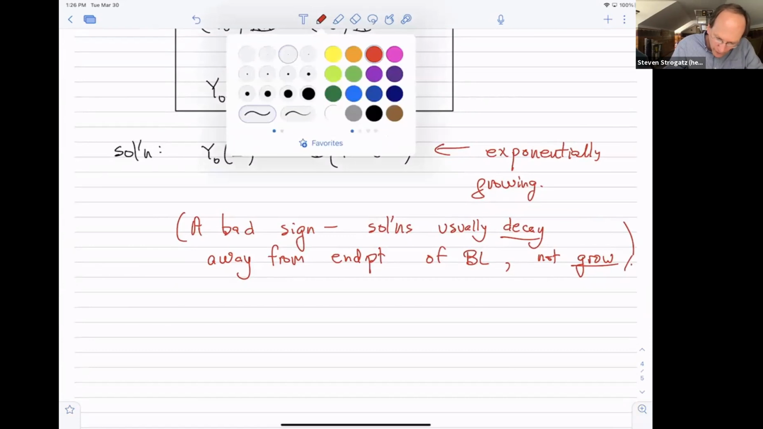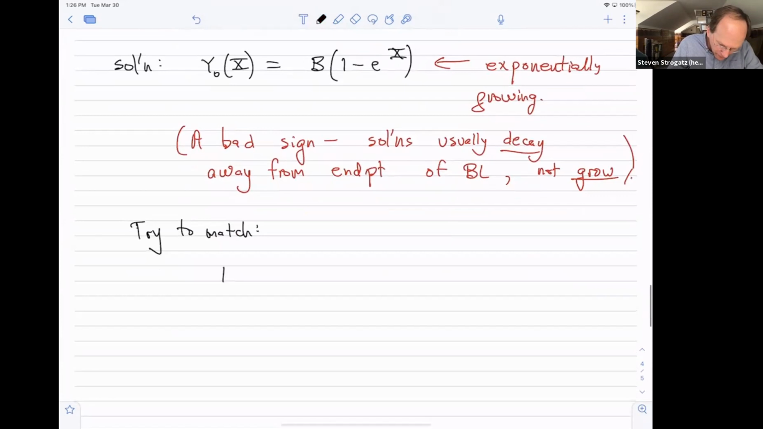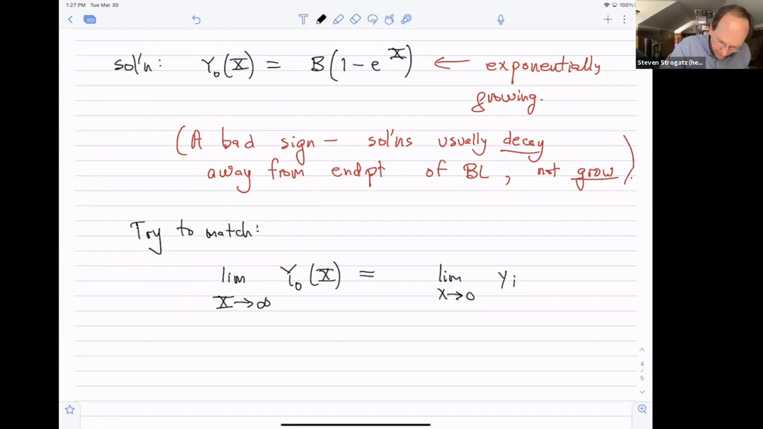If we try to match, watch what happens. Well, so what is the matching condition? We're supposed to look at the limit as big X goes to infinity, as we go far out to the outermost reaches of the layer, of Y0 of X. This is the primitive matching at 0th order. We would think this should be the limit as little x goes to 0 of the outer solution.